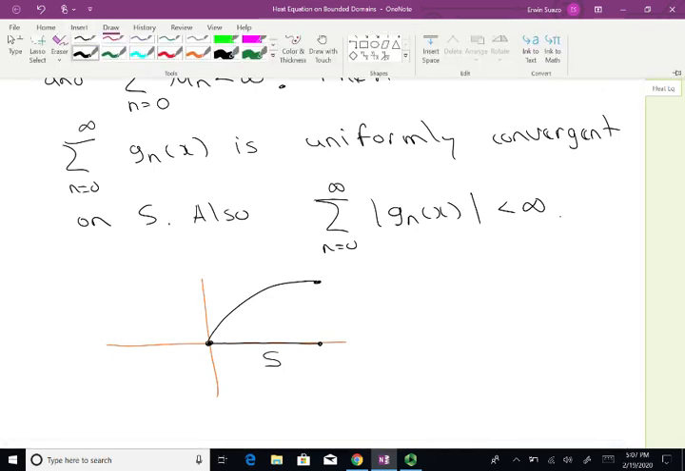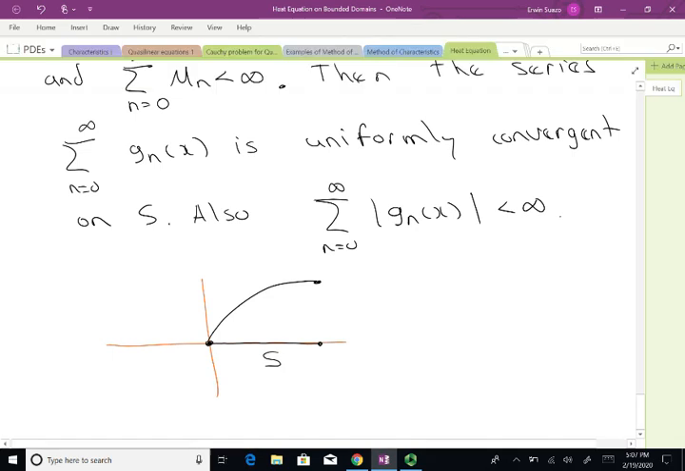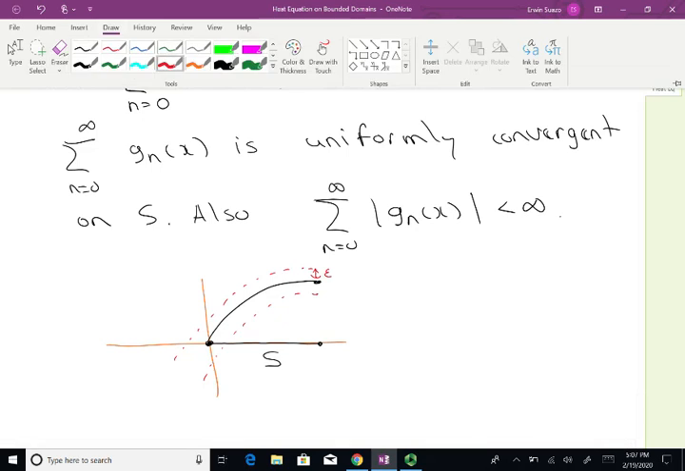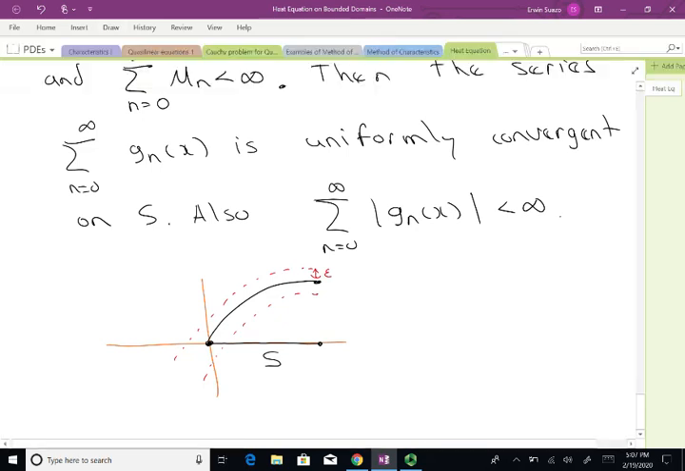So what is uniform convergence? It means you give me an epsilon, and this distance is epsilon. So you give me an epsilon, and eventually any element of the sum, so any partial sum, is going to be here.